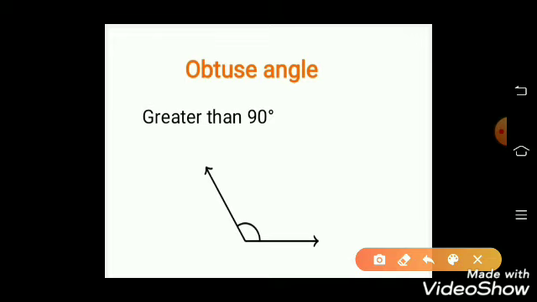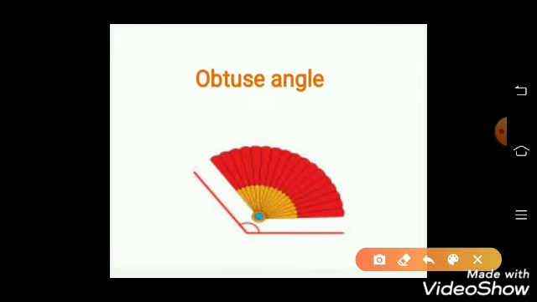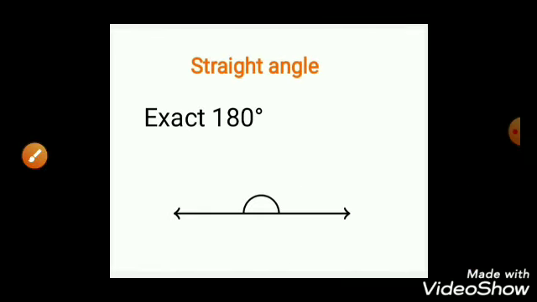An angle whose measure is greater than 90 degree is called obtuse angle. This is one great example for obtuse angle. Here this is obtuse angle. This one is obtuse angle. Okay. Next one, straight angle.